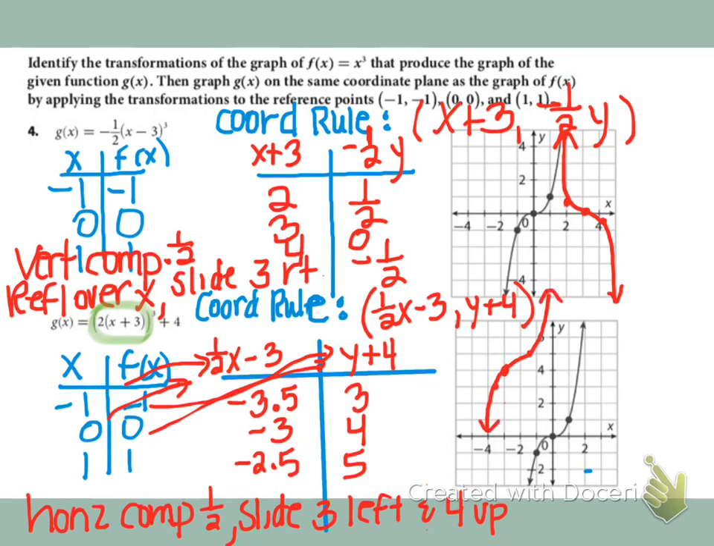So if we look at that, does it look like that was slid to the left 3 and up 4? I definitely see the 3 left and up 4, right? And then horizontal compression. If you can kind of imagine taking that original graph and pressing it in, except I think I just noticed I plotted one point a little bit off. So let's see, it would be negative 3, 4, and then it was negative 2.5 and 5.